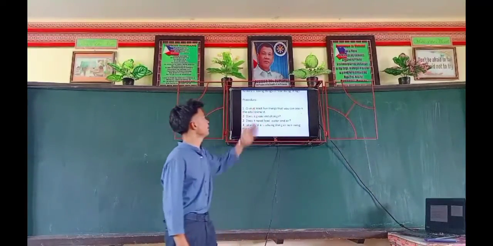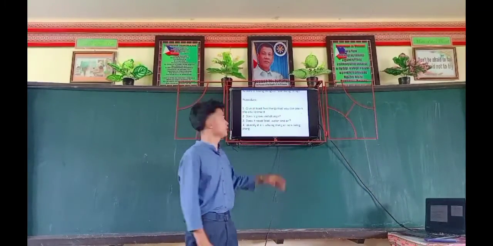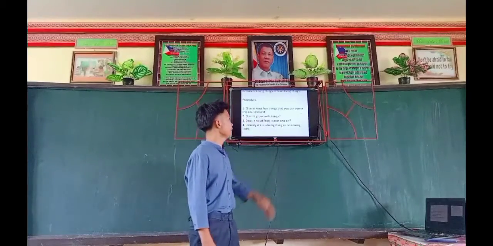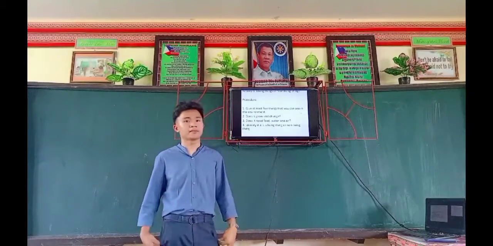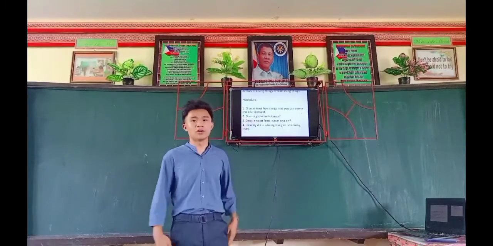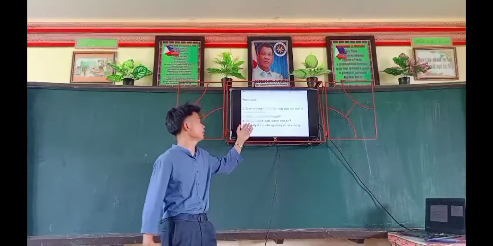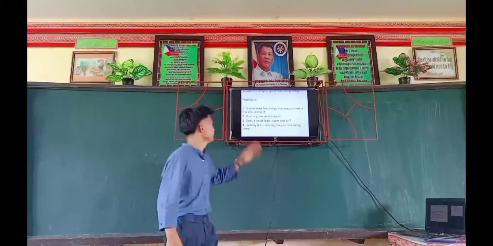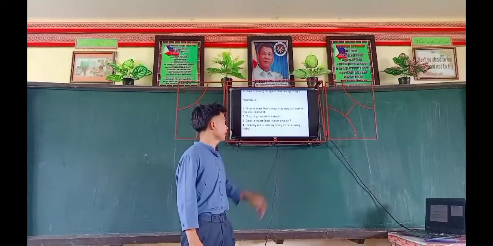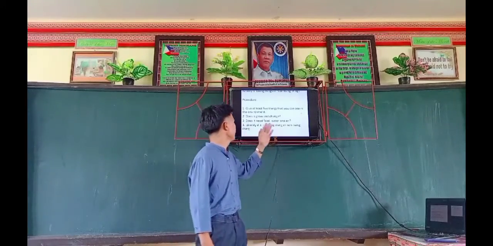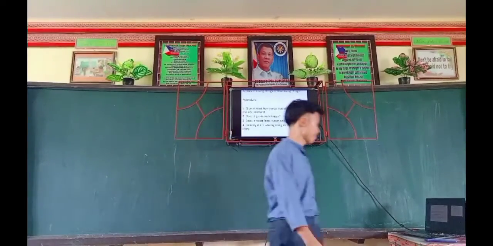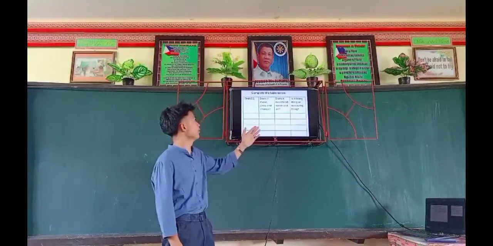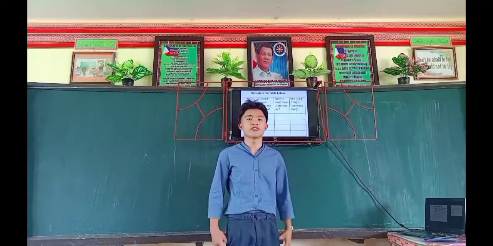Activity 1. Living things or non-living things. Procedure. Number 1. Give at least 5 things that you can see in the environment. Number 2. Does it grow or change? Number 3. Does it need water and air? Number 4. Identify if it is a living thing or non-living thing. And complete the table below. And answer the following questions.